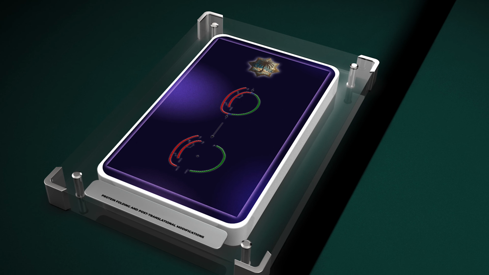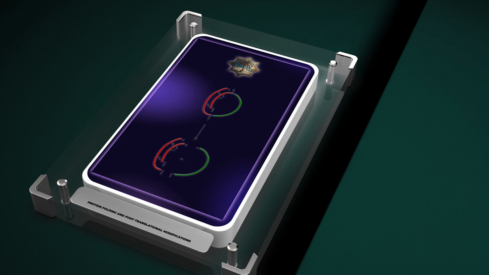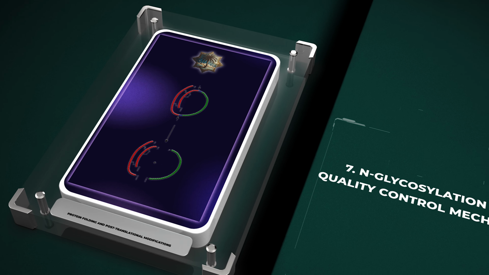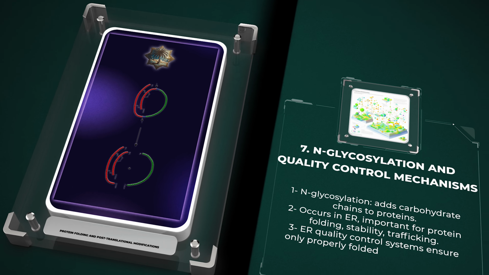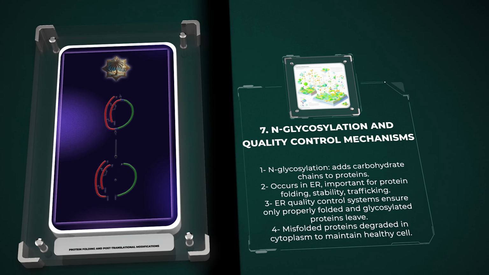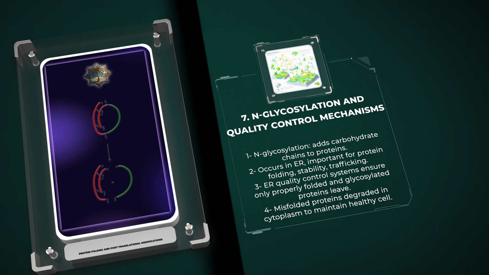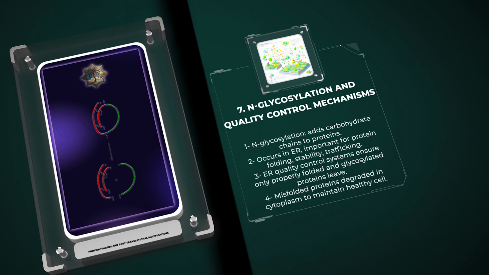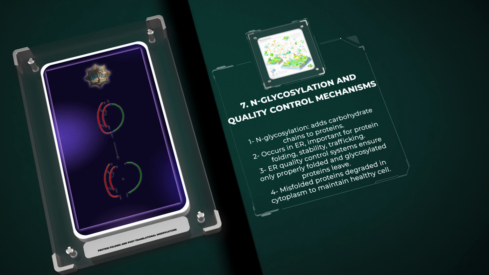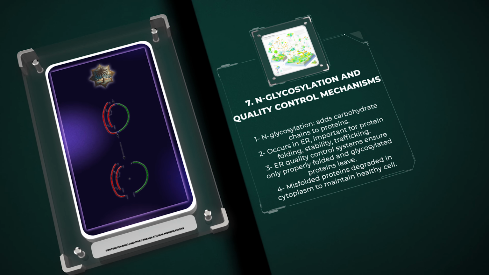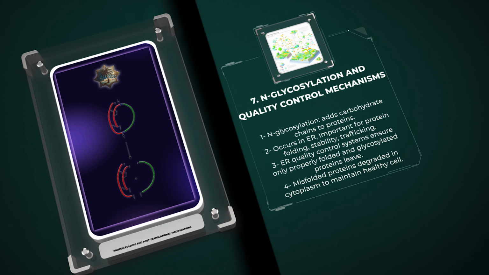And glycosylation is an essential process that adds carbohydrate chains to proteins. It occurs in the ER and is important for protein folding, stability, and trafficking. The ER also has quality control systems to ensure only properly folded and glycosylated proteins leave. Misfolded proteins are degraded in the cytoplasm to maintain a healthy cell.